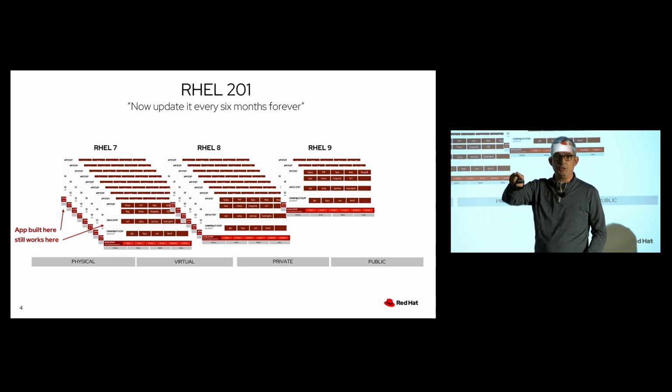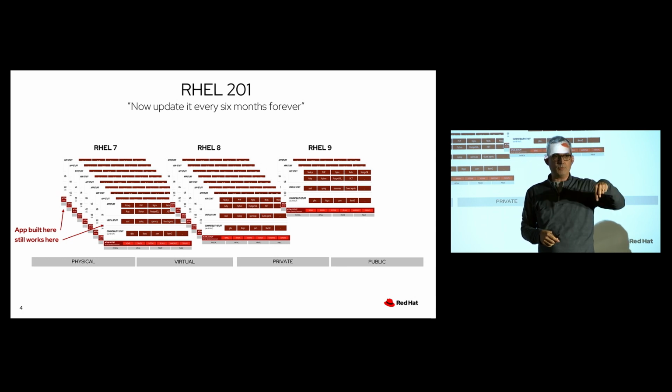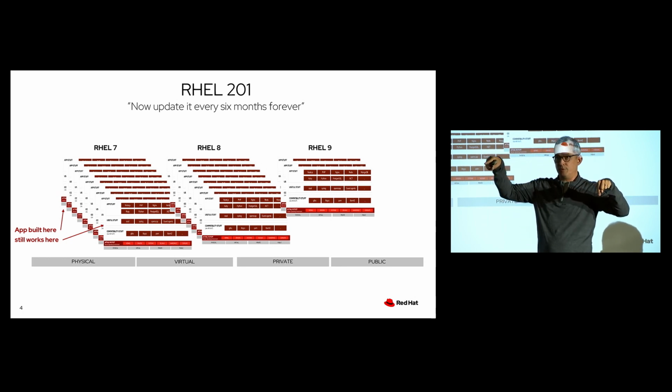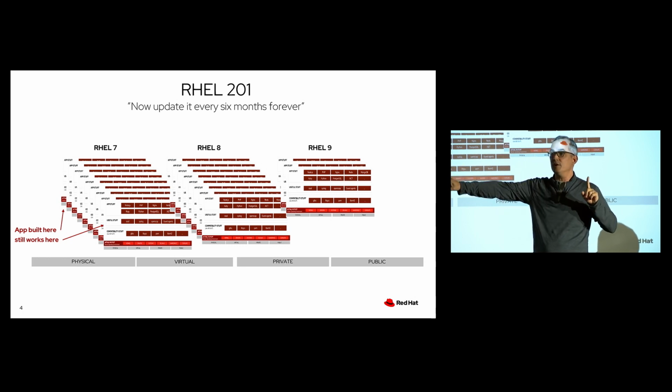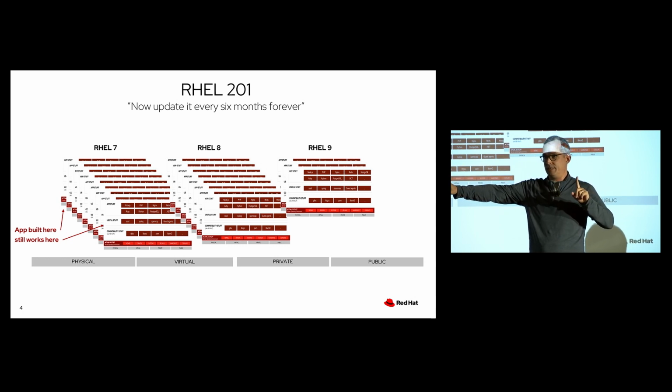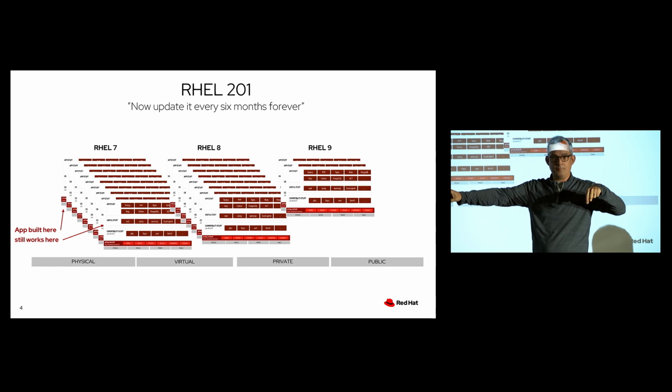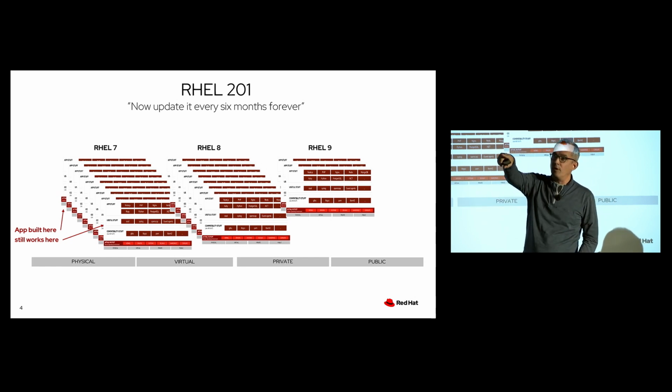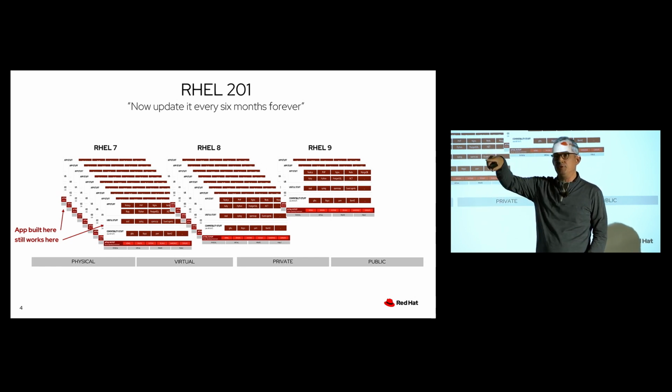And any application that ran on 7.0 has to also be able to run on 7.9, even though 7.9 is fully 10 years later, for example, than 7.0, right? And you have to do it for RHEL 8. And you have to do it for RHEL 9.